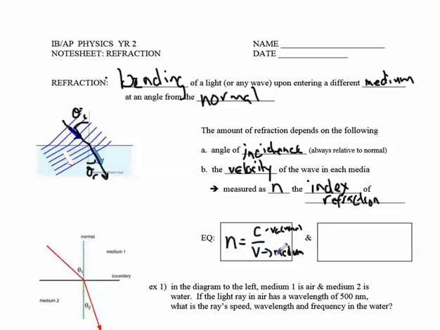If I have light in, let's say, water, where the speed was, let's say, 2 times 10 to the 8th meters per second, then if I take c, which is 3 times 10 to the 8th, divided by 2 times 10 to the 8th, I get 1.5, which means in that particular medium, the light travels 1.5 times more slowly than in a vacuum. Okay, so let's look at why entering a medium at a different angle would give you a bending effect.